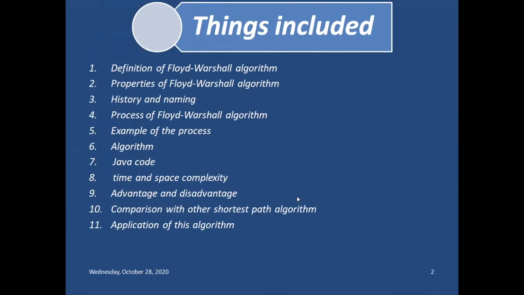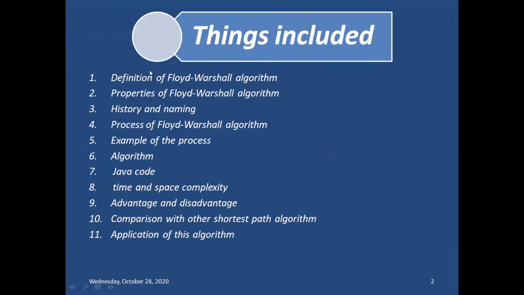Now moving on. Things included. I will describe these things step by step. At first, a definition of the Floyd-Warshall algorithm, properties of the Floyd-Warshall algorithm, history and naming process, an example of the process of the algorithm, Java code, time and space complexity, advantages and disadvantages, comparison with other shortest path algorithms, and applications of this algorithm.